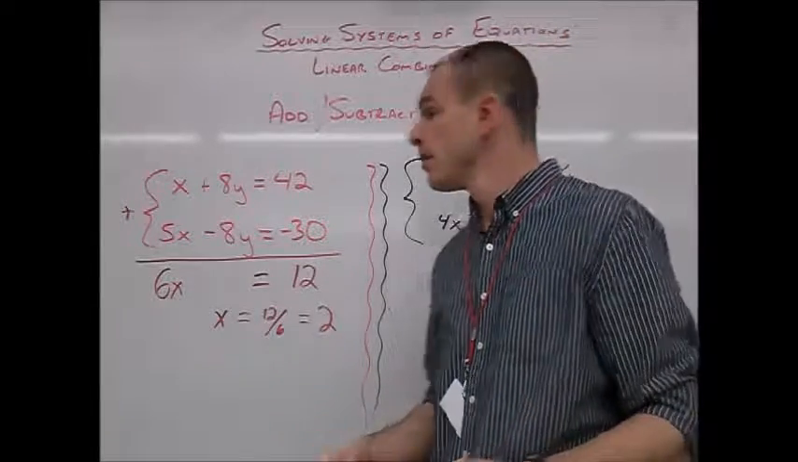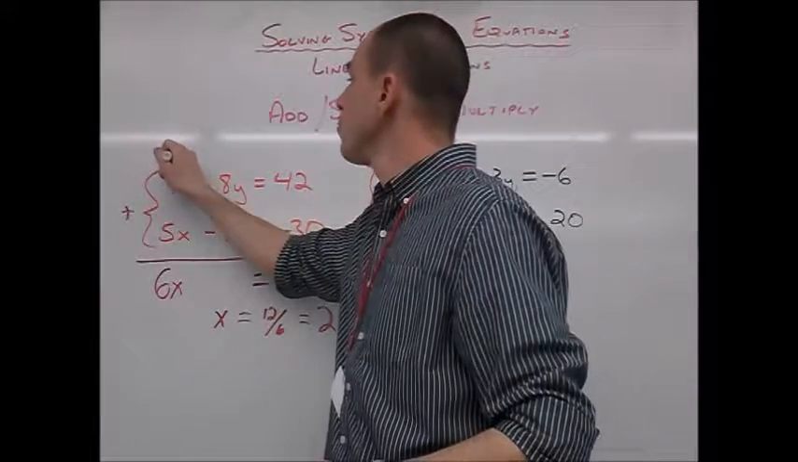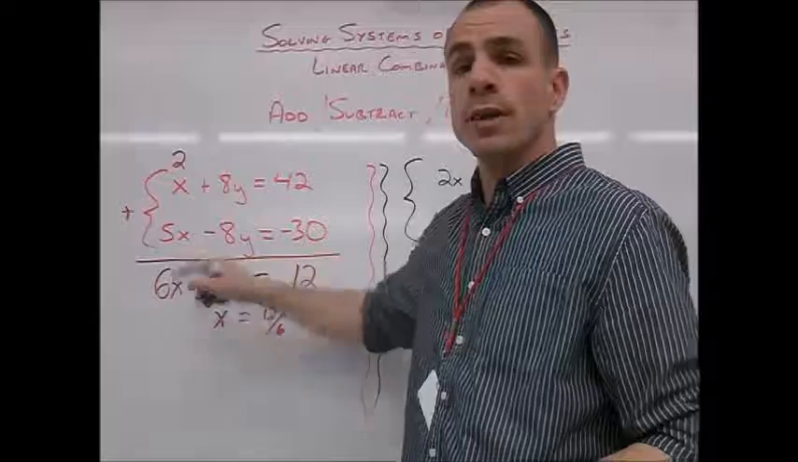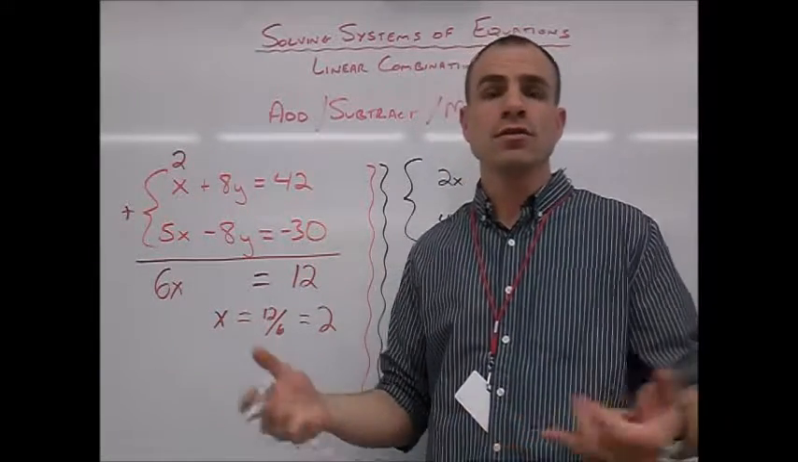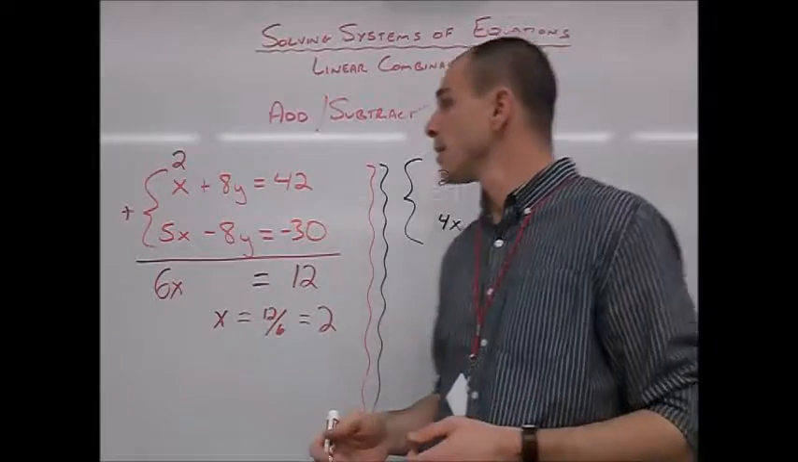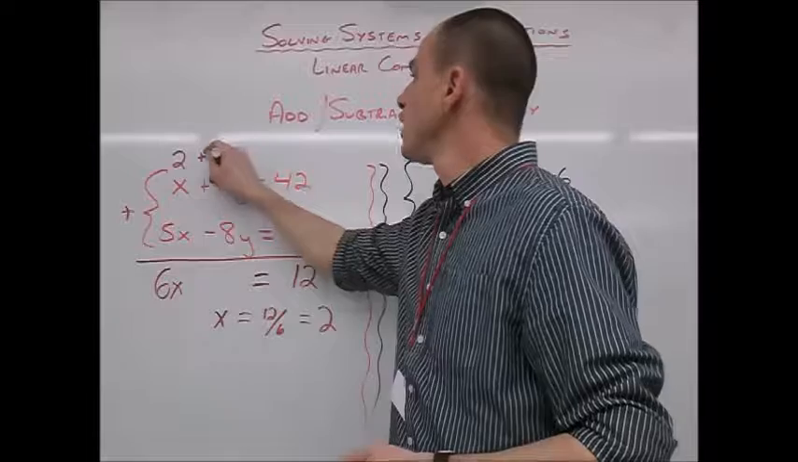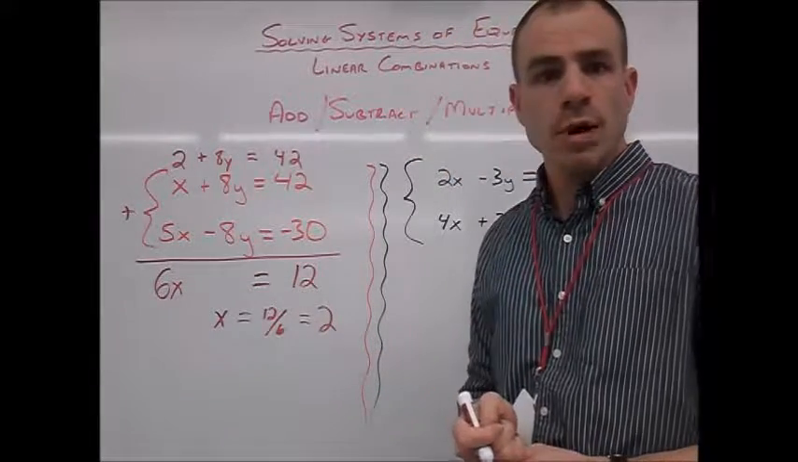How do we go about that? Well, we're going to take our value for x, and we're going to plug it back into one of our equations. You can plug it into the top equation or the bottom equation. It doesn't matter. You'll get the correct answer from either equation, assuming that your arithmetic is on target. So we have 2, instead of x, 2 plus 8y is equal to 42.